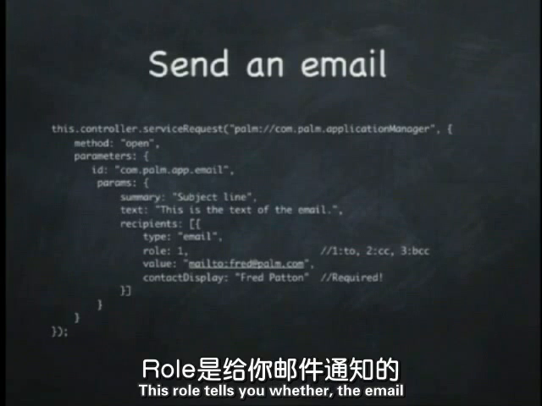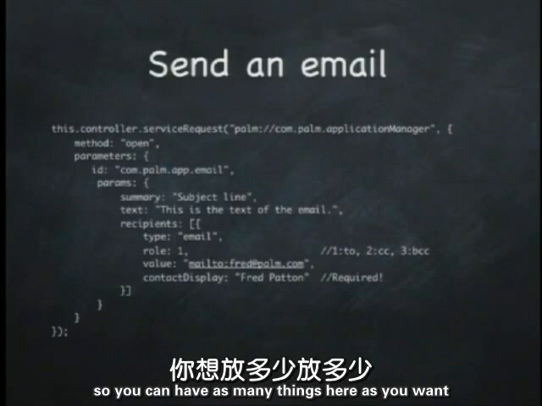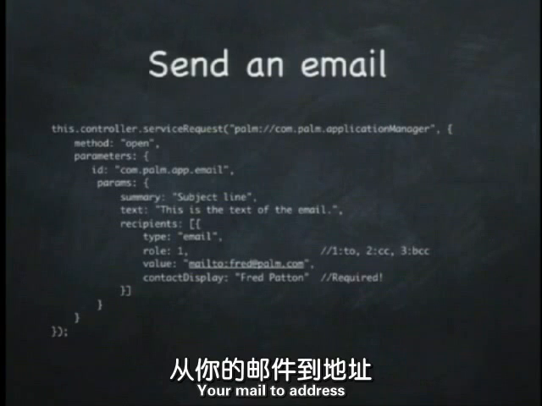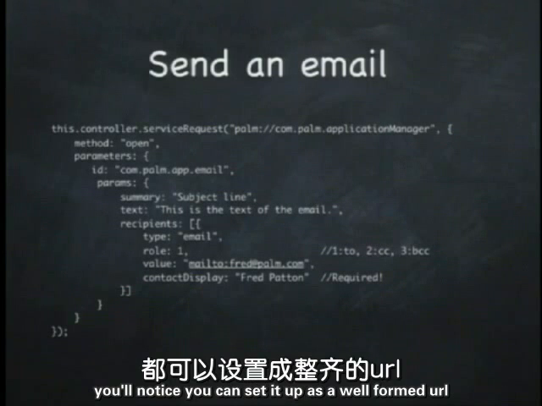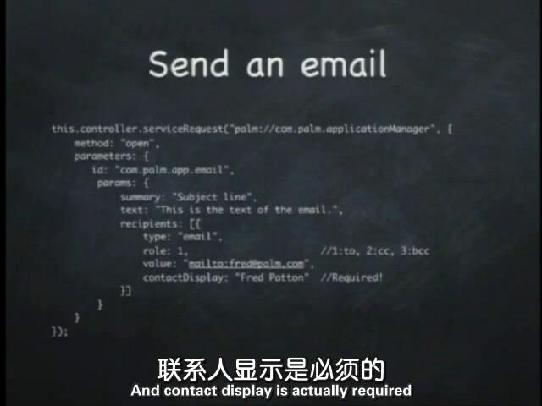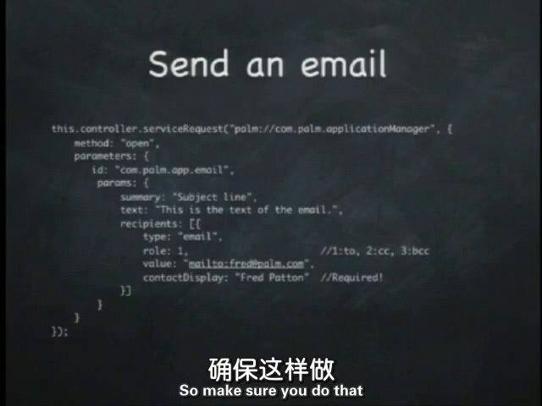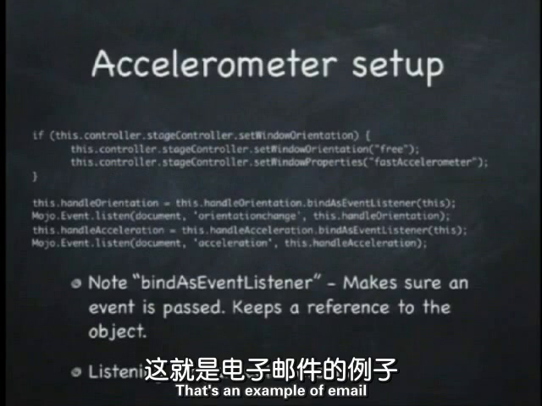This role tells you whether the email, notice this recipient is an array, so you can have as many things here as you want. The role is just to CC or BCC. The value is your mailto address. You notice you set it up as a well-formed URL. And contact display is actually required. If you don't have this contact display, this won't show up. So make sure you do that. That's an example of email.